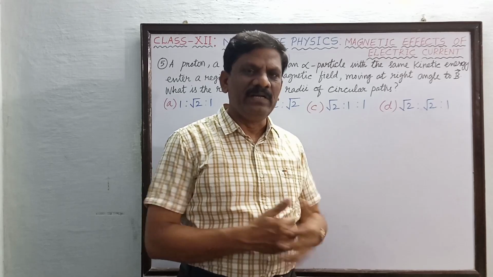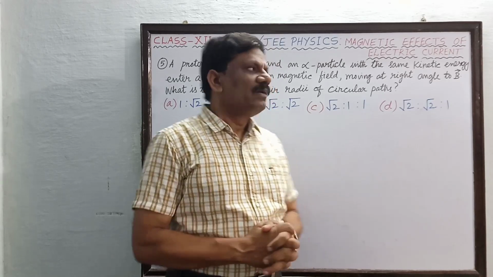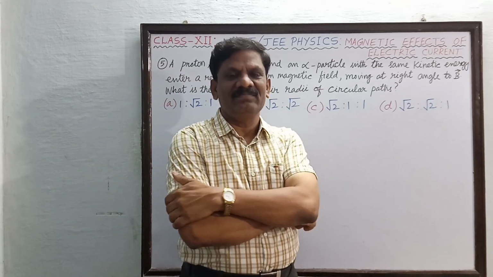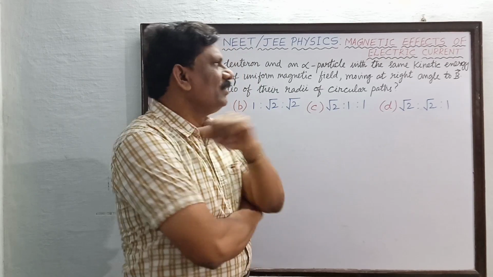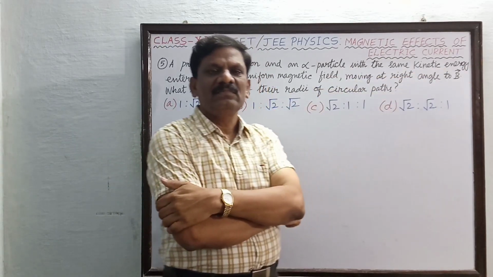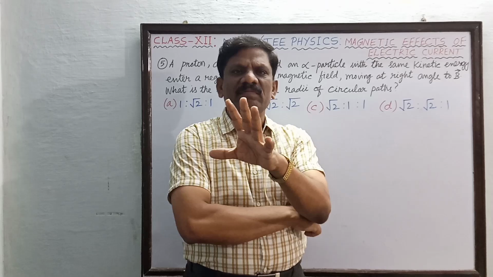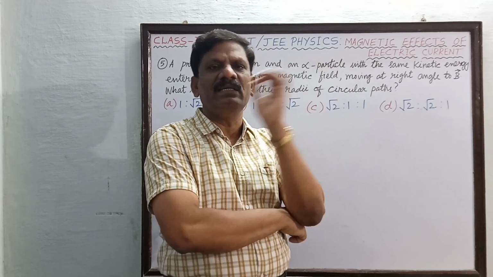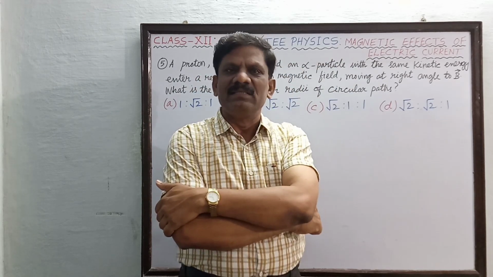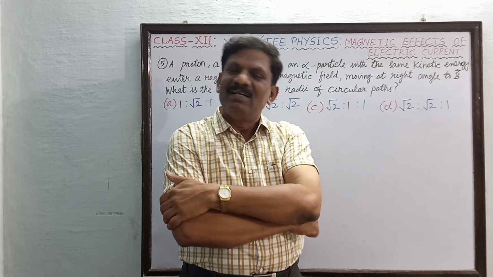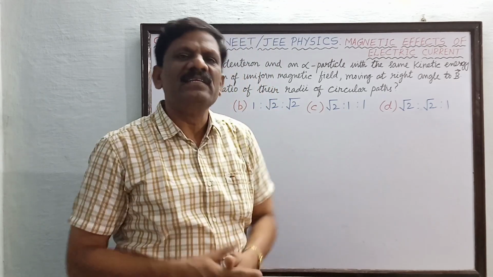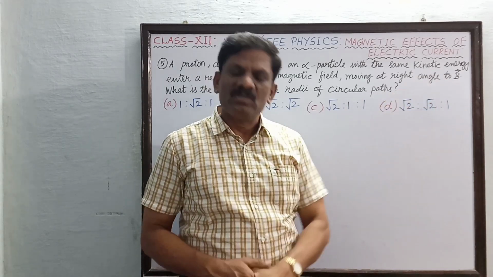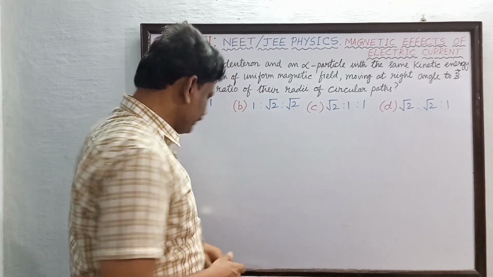Just now in the previous video, in problem number 4, we considered the same three particles having the same velocity. In this problem they have the same kinetic energy. Children, first you should know that when the proton, deuteron and alpha particle enter with the same velocity, they cannot have the same kinetic energy, because their masses are different. So here the situation is different. They all have the same kinetic energy, so we have to approach in a different way.